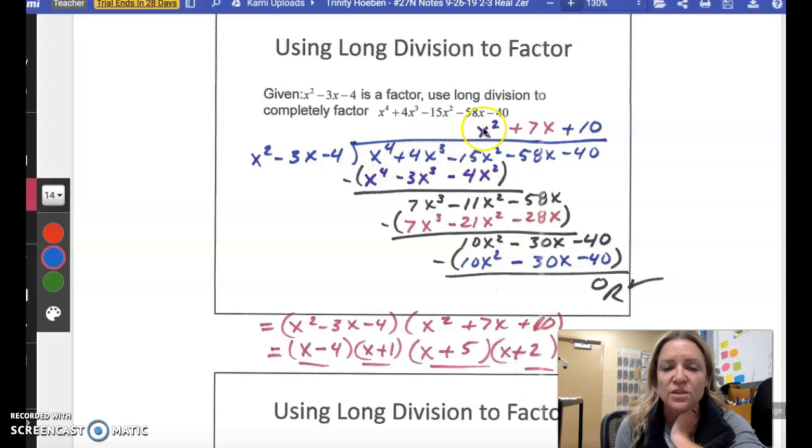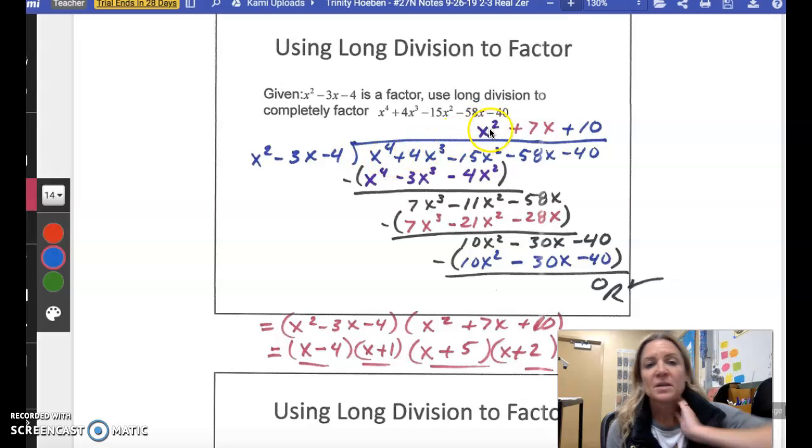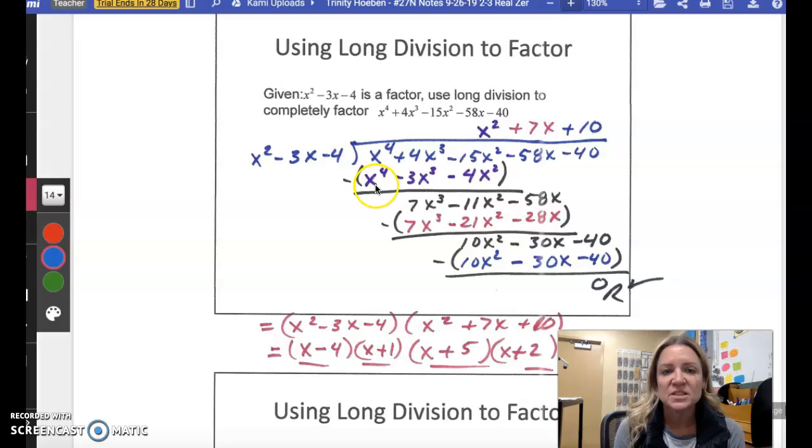squared goes into x to the fourth, x squared times. And we're going to multiply x squared times x squared, which is x to the fourth. X squared times negative 3x, which is negative 3x cubed. And x squared times negative 4, which is negative 4x squared. Subtract all that. These will cancel. And we'll have 4x cubed minus minus 3x to the third, which is 7x cubed. Negative 15x squared minus minus 4x squared, which is negative 11x squared. And then we bring down this minus 58x term.